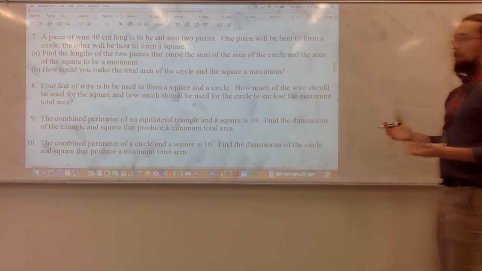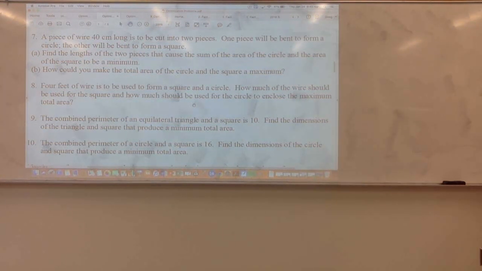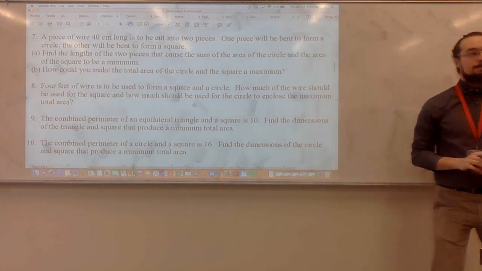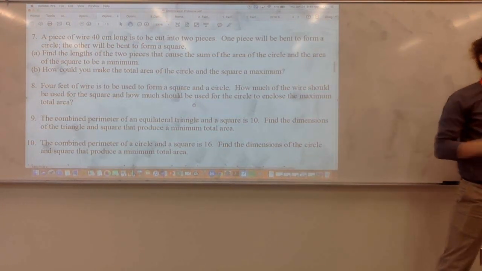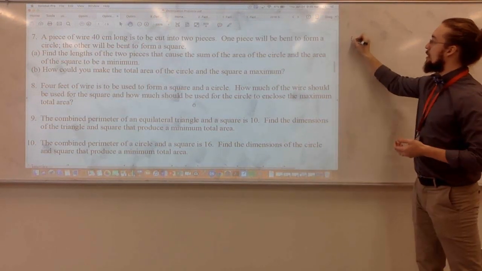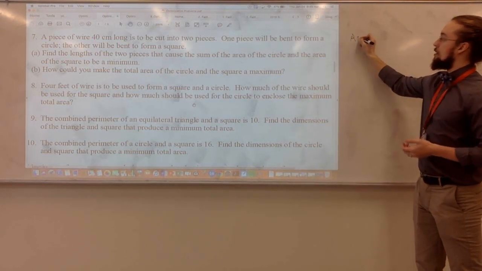So what's going on here? First, what am I trying to maximize or minimize? Right, the area. So what should my first equation be?